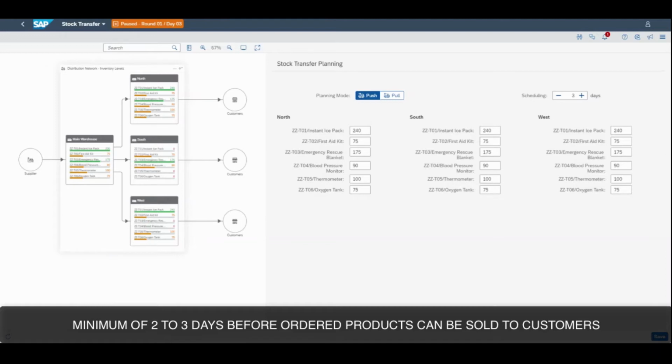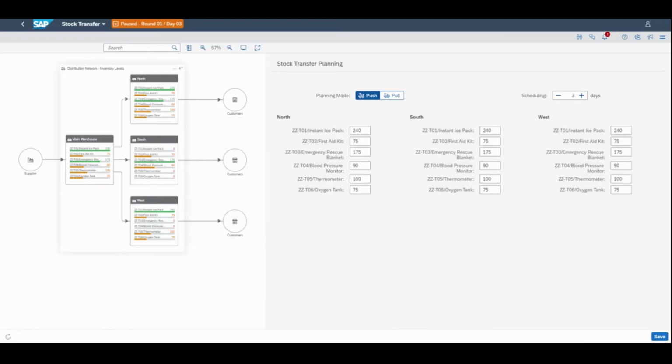The keyword here is minimum, as it also depends on the team's transfer frequency and when products are delivered to the main warehouse. For example, if suppliers deliver products on day 4 of round 1 and my transfer frequency is set to 3 days, it is likely that the next transfer will happen on day 6, which is a delay of 2 days before they can be transferred to any regional warehouses. If there is enough stock in your main warehouse to meet the required transfer after replenishment, the excess will remain in the main warehouse.